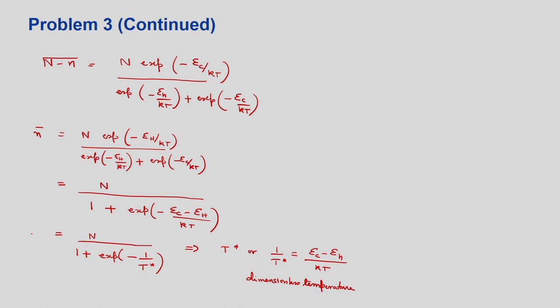So we are able to express n bar, the average fraction of those monomers in the helix state, in terms of dimensionless temperature. So if you know the total number of monomers, 1 plus the exponential term will give this fraction. So this is how you apply the concepts of statistical mechanics or thermodynamics, for example in this case the canonical partition function, in evaluating the average value of those monomers in helix and coil state. So we will be doing similar problems later on. Today we will stop here.